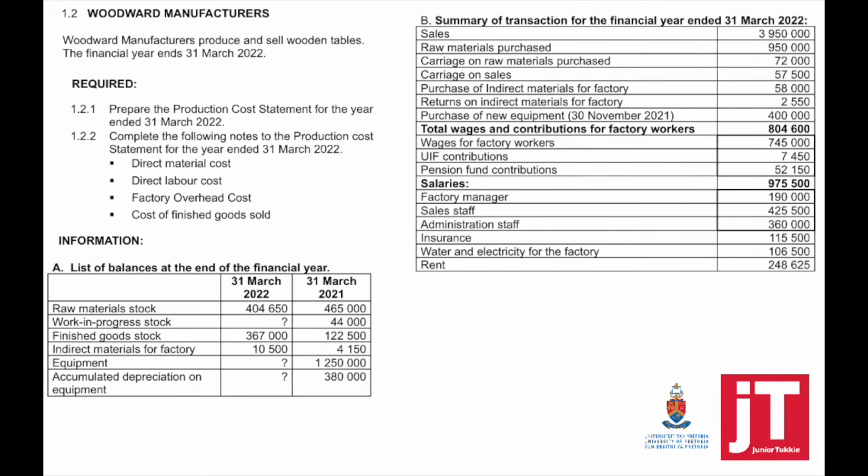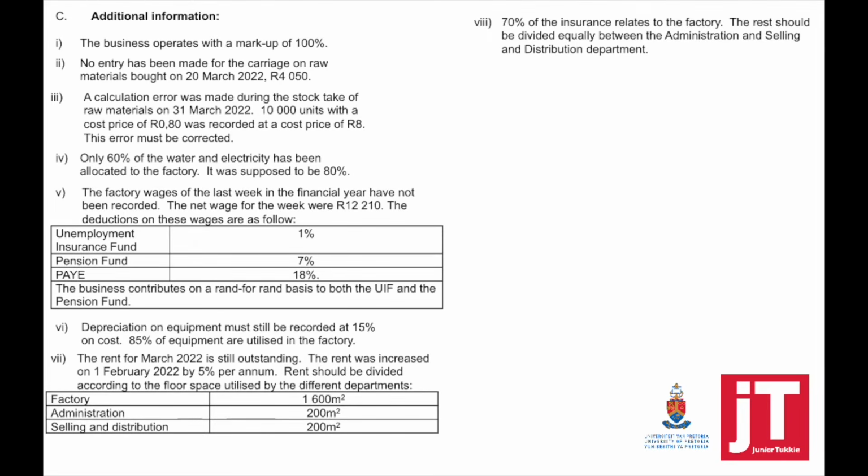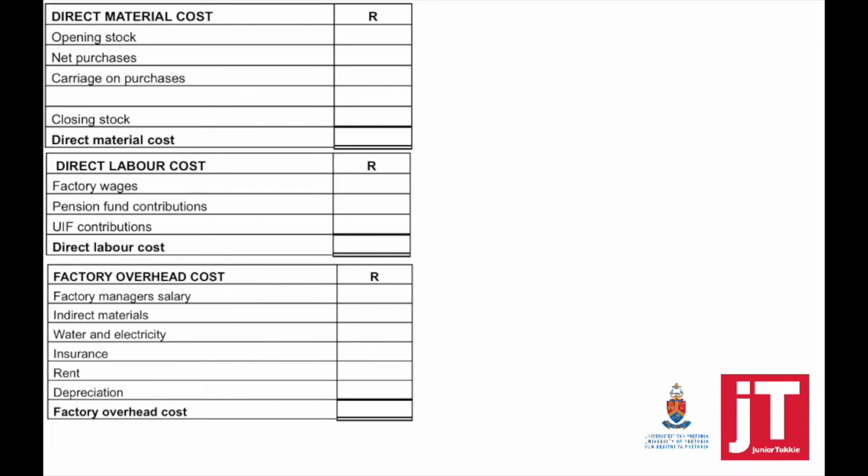If I look at the information provided, they provided me with a list of balances at the end of the financial year, a summary of transactions in the financial year, and then we've got additional information. So I'm going to show you now how to approach this when you get this type of question in a test or an exam. We are going to start with the notes to the production cost statement.